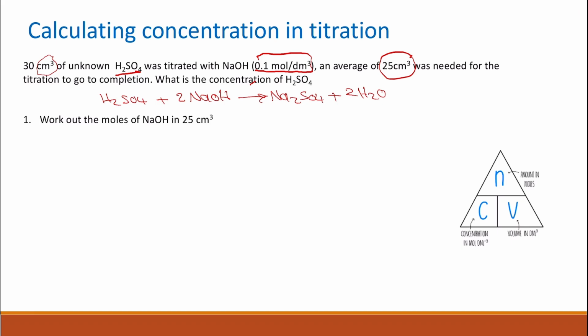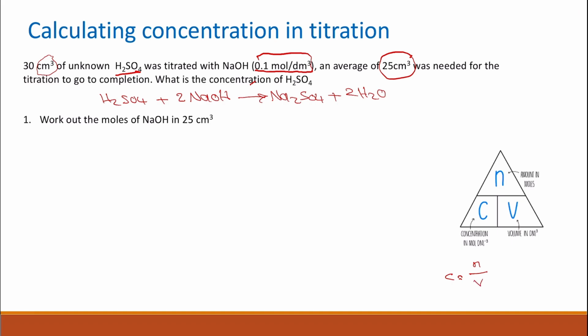So to do this, after writing your balanced equation, now you need to go stepwise in order to calculate the concentration of sulfuric acid. First thing, you need to work out the moles of sodium hydroxide in the 25 centimeter cubed. We will use the equation, this triangle. So concentration equals number of moles over volume.